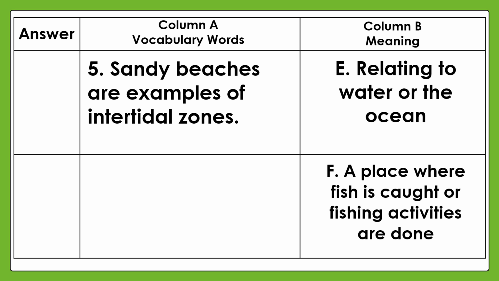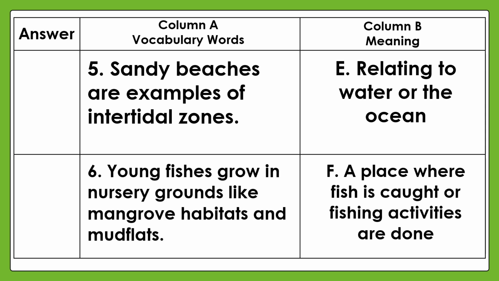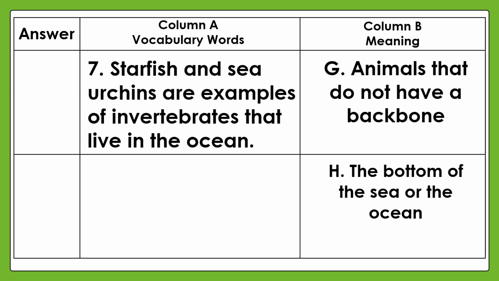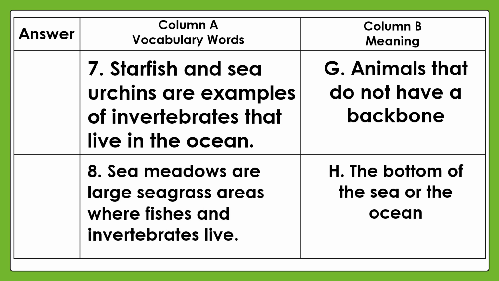Number 5, sandy beaches are examples of intertidal zones. Number 6, young fishes grow in nursery grounds like mangrove habitats and mud flats. Number 7, starfish and sea urchins are examples of invertebrates that live in the ocean. Number 8, sea meadows are large seagrass areas where fishes and invertebrates live.